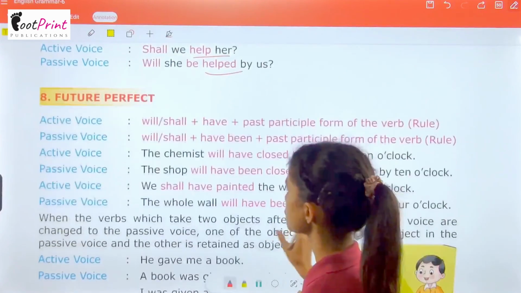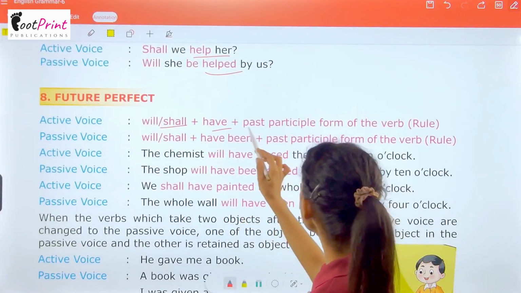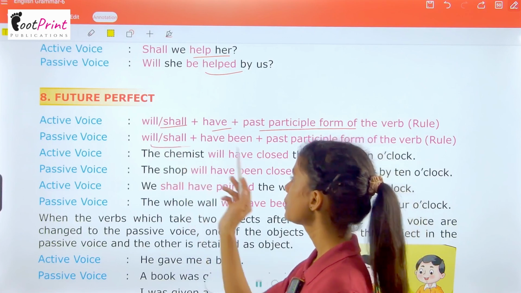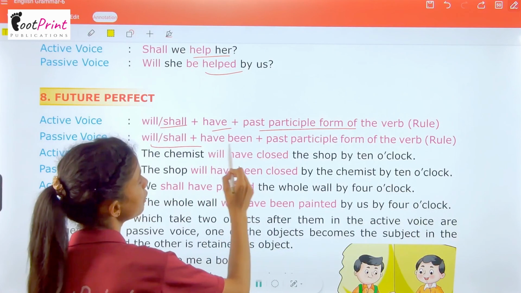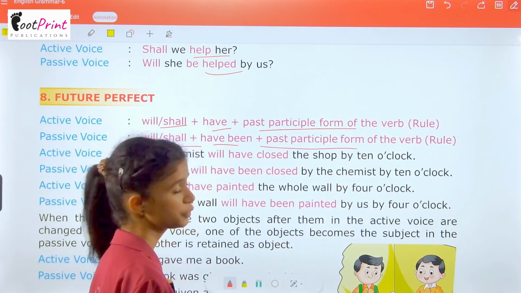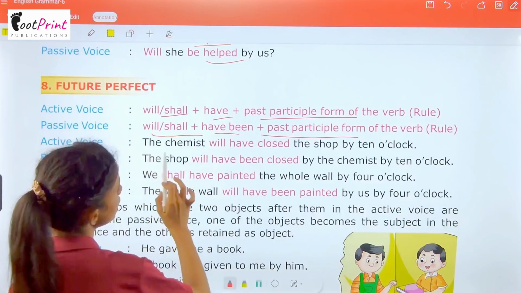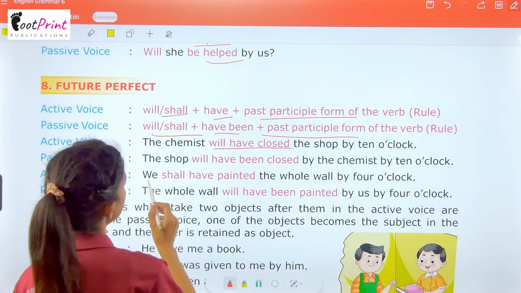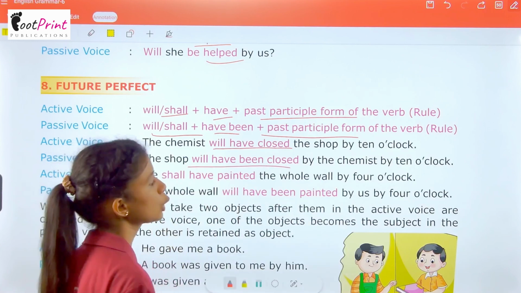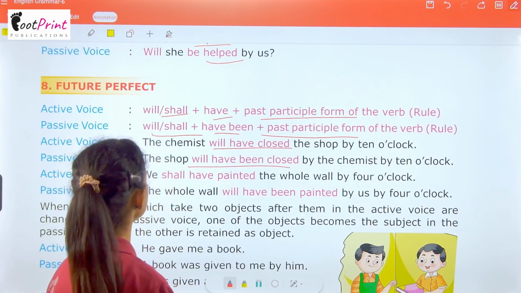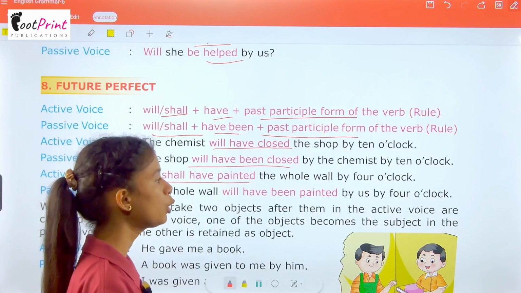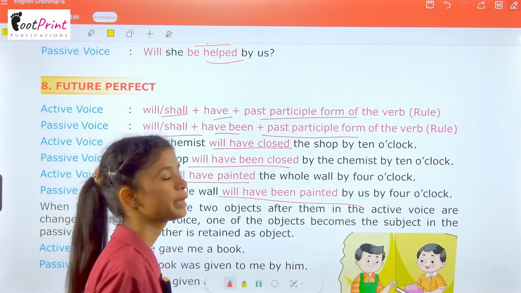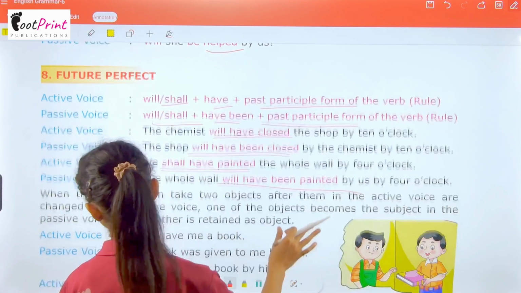Future perfect. Will/shall plus have plus past participle form of the verb, and in passive it will be will/shall plus have been plus past participle form of the verb. For example, the chemist will have closed the shop by 10 o'clock. The shop will have been closed by the chemist by 10 o'clock. We shall have painted the whole wall by 4 o'clock. The whole wall will have been painted by us by 4 o'clock.